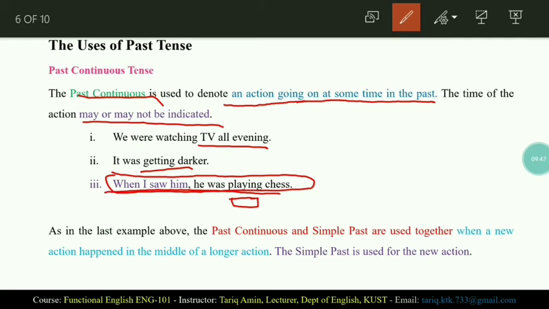They are used together when a new action happens in the middle of a longer action. The simple past is used for the new action, and the past continuous tense is used for the older action. In example number 3, when I saw him is the new action, and he was playing chess is the earlier action. The new action is indicated by the simple past, and the older or earlier action is presented by the past continuous tense.